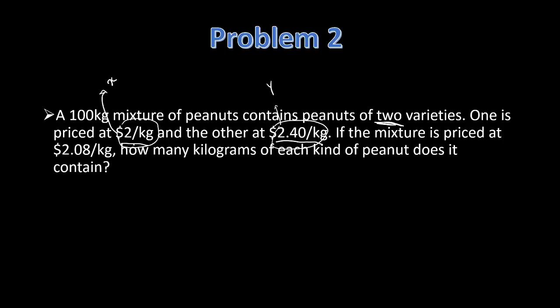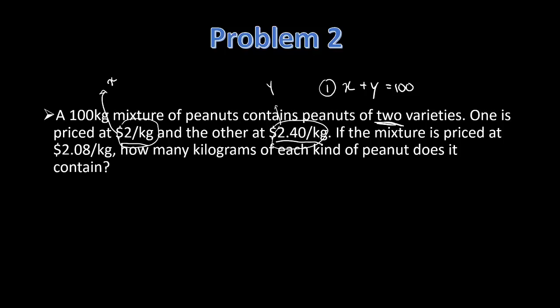So now that we know what our 2 unknowns are going to be, let's figure out what our 2 equations are. A 100 kilogram mixture of peanuts contains peanuts of 2 varieties. Well, there you go. Equation number 1: x kilograms plus y kilograms is equal to a 100 kilogram mixture of peanuts. There's equation number 1.